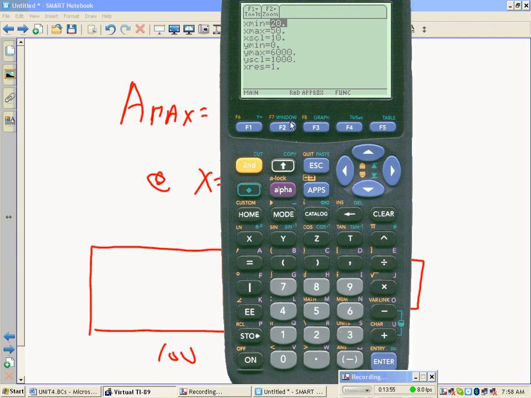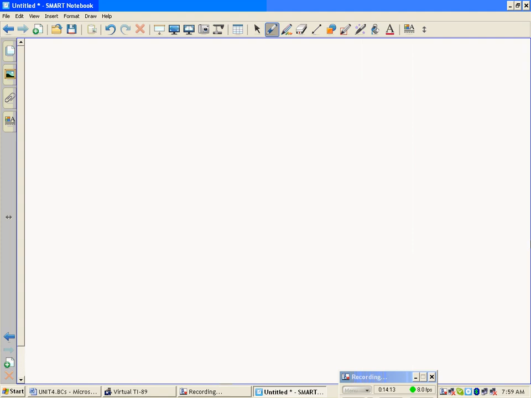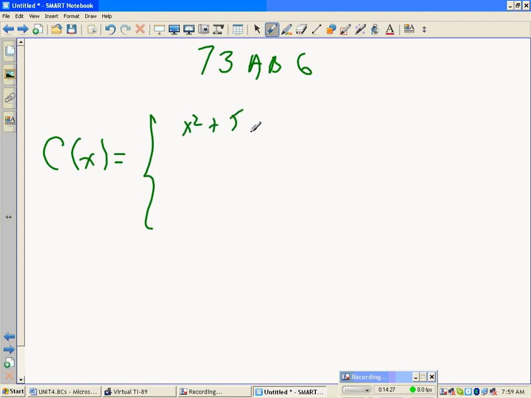So we have to figure out the revenue function, we have to figure out the cost function, and we have to figure out the difference, which is the profit function. Right? Okay, let's do it. Alrighty. So this is 73AB6. Notice it's a piecewise defined function. Your costs as a function of x are x squared plus 5x plus 7 at production levels below 3 tons. X is the tonnage of production. C is the cost in dollars.